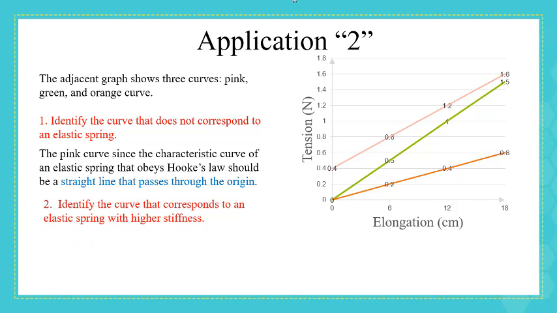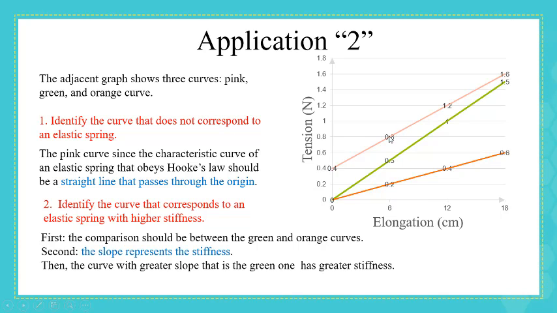Number 2, identify the curve that corresponds to an elastic spring with higher stiffness. We said that the stiffness is the slope of the curve. Then first we have to make a comparison between the green and the orange curves, not the pink one. Then the curve with higher slope has greater stiffness, which is the green one.